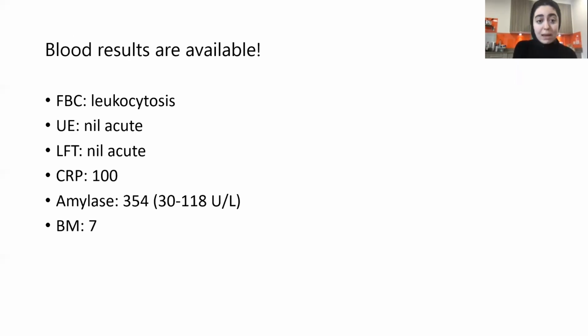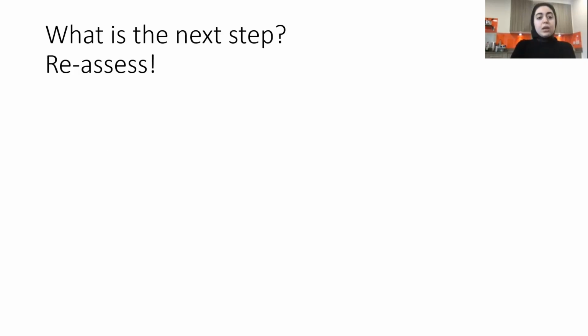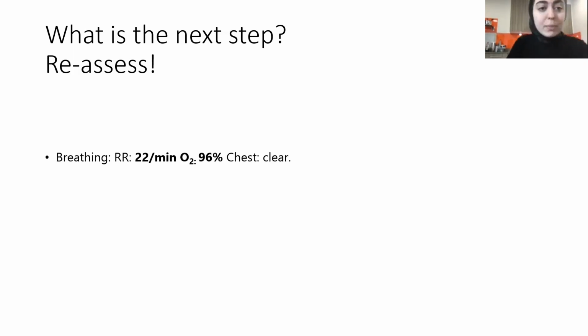So because the amylase is 3 times the upper limit, then we can start thinking of acute pancreatitis. So the next step before moving on to exposure would be to reassess. So I've asked my examiner, how is my patient's breathing? So from 28 per minute, it has moved on to 22 per minute. That's the respiratory rate. The oxygen levels from 90% on air have moved to 96 on oxygen.